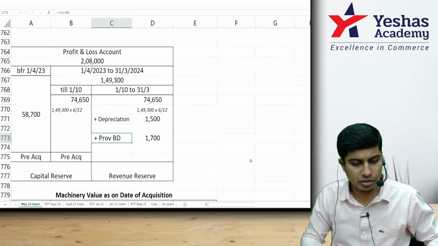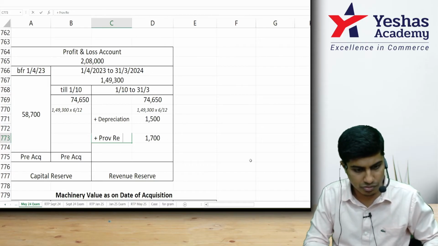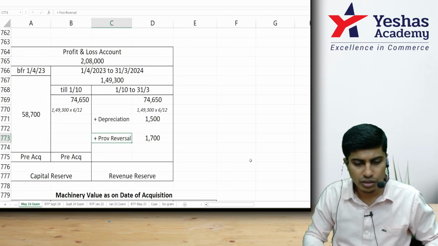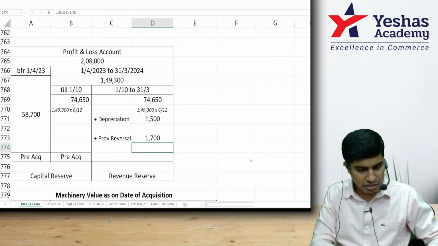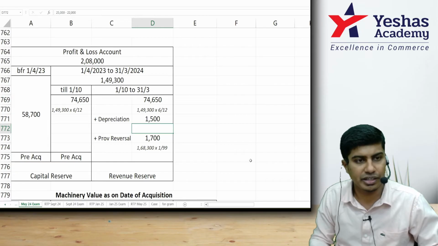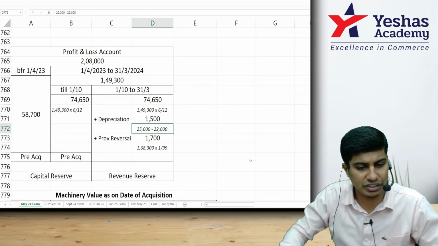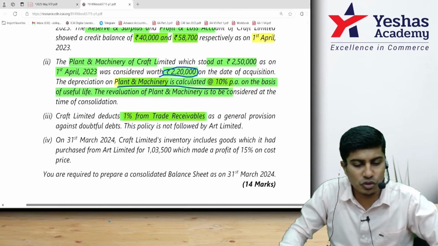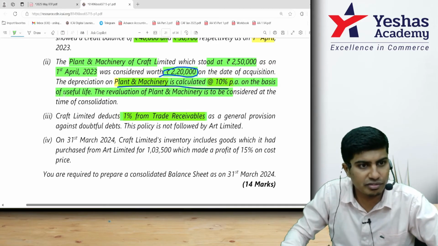Provision for bad debt, or I'll write provision reversal 1700. That is 168,300 into 1 by 99. This is 25,000 minus 22. Everything's done in the third adjustment also. Only the fourth adjustment is pending. Shall I go to the fourth one?